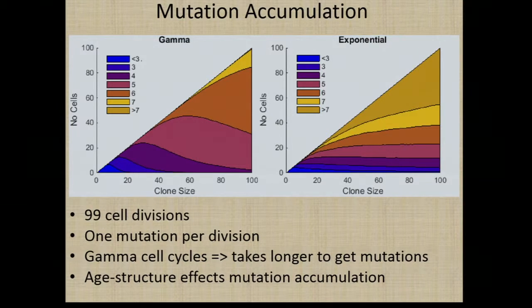Now, in terms of transitioning, if you're trying to accumulate mutations, then this is going to be an easier system to accumulate, but this is the one that's a bit more realistic. So in reality, it probably takes clones longer to pick up mutations than standard Markovian dynamics would do.